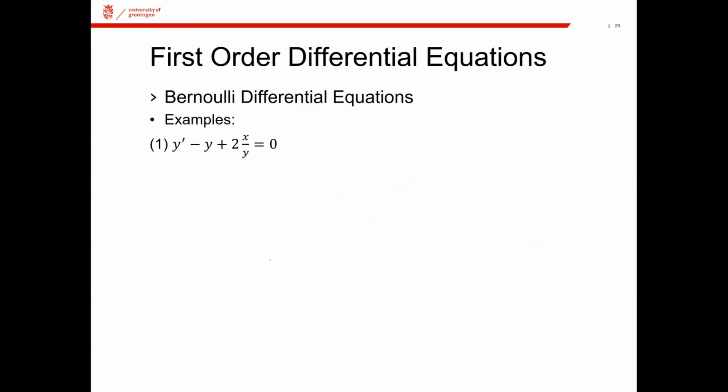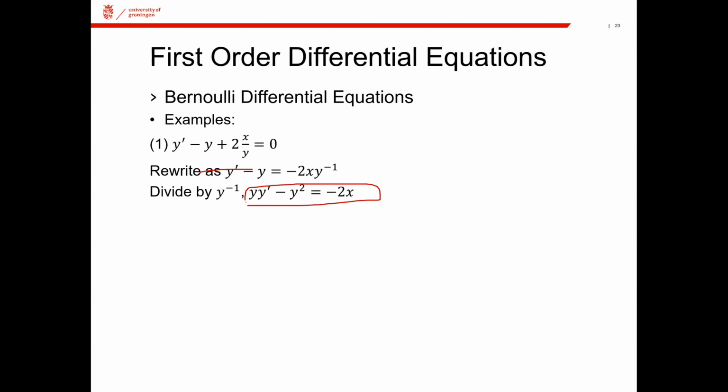Okay, now let's look at some examples. The first one is y prime minus y plus 2 times x divided by y equals 0. Then we have to rewrite this original equation. We move the term 2 times x divided by y to the right, and we divide by y to the power of minus 1 on both sides, and then we will have this new equation.